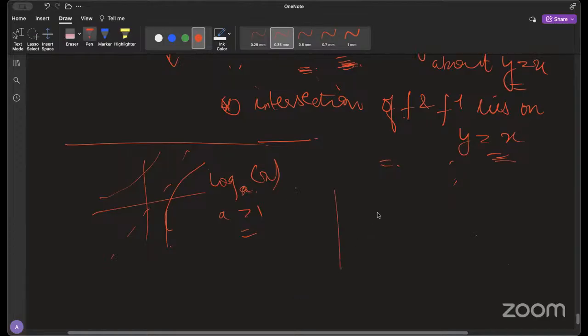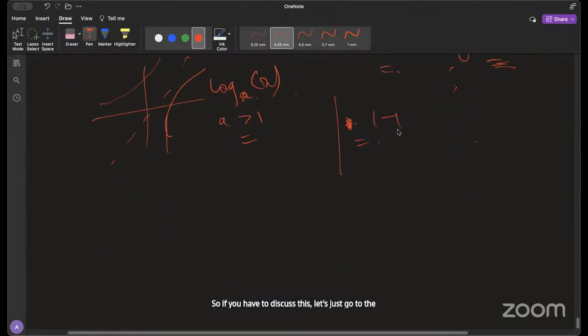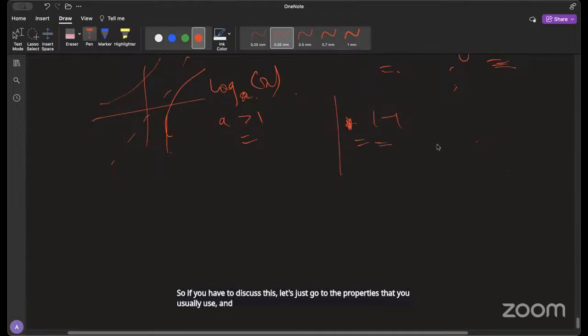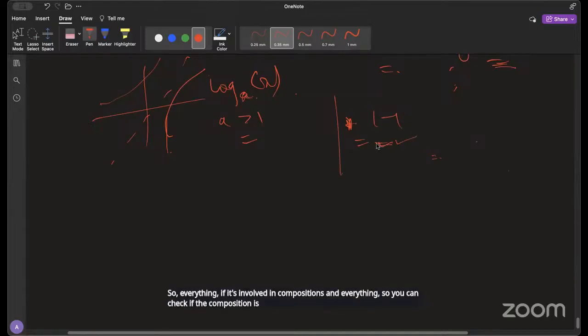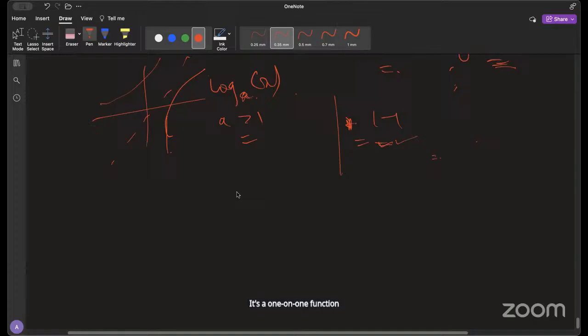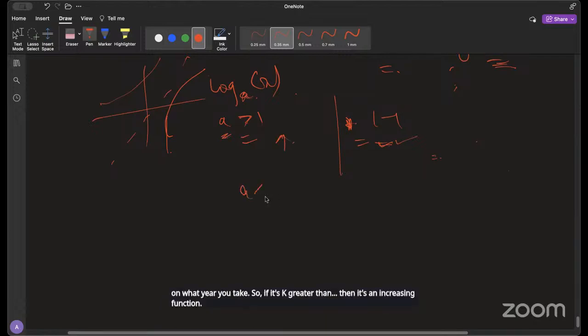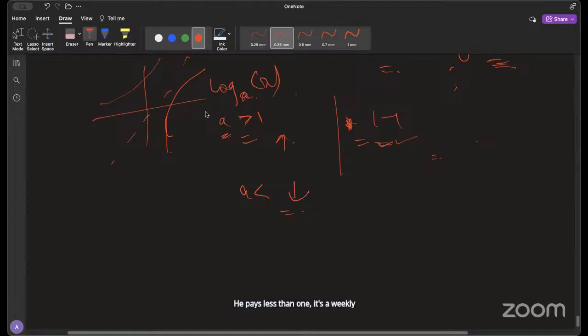Log as well as e to the power x is a 1-1 function. So let's just go to the properties that you usually use. Log is a 1-1 function, so if it's involved in compositions, you can check if the composition is 1-1 using this. It's increasing or decreasing depending on what a you take. If a is greater than 1, it's an increasing function. If a is less than 1, it's a decreasing function, the same way as e to the power x.